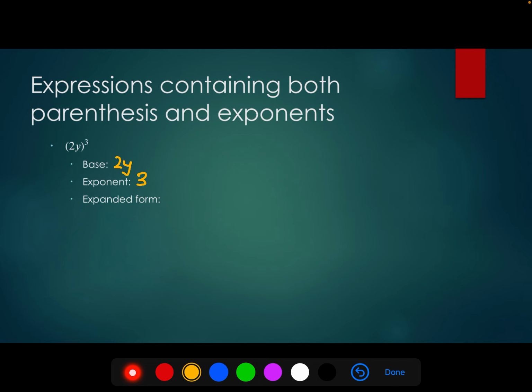So in expanded form, that would just be 2y times 2y times 2y.